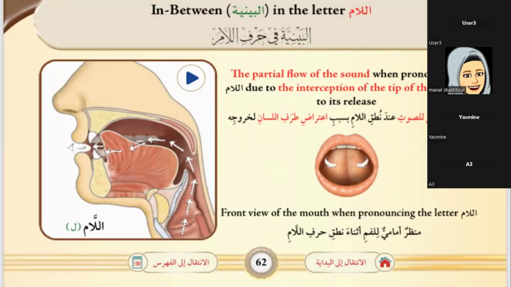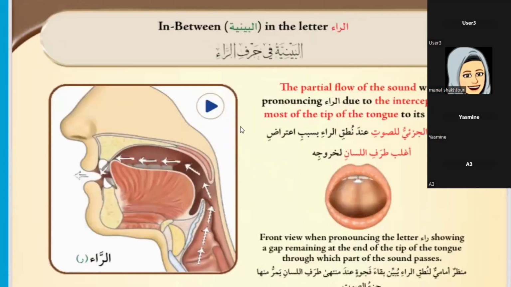Allahu, lillahi. The partial flow of the sound when pronouncing the ra is due to the interception of most of the tip of the tongue to its release. So the tip of the tongue intercepts the ra, and the sound comes out the tip. The tongue is attempting to block, but the sound sneaks through.